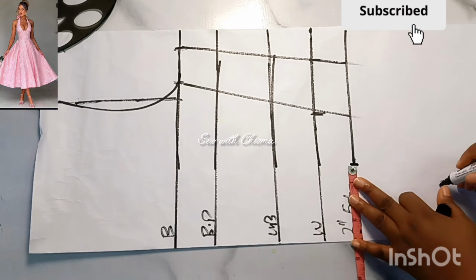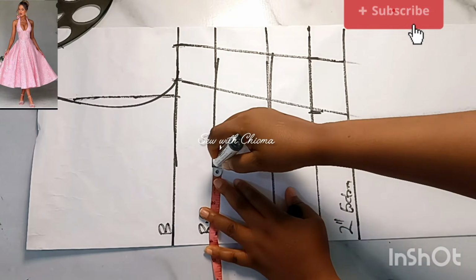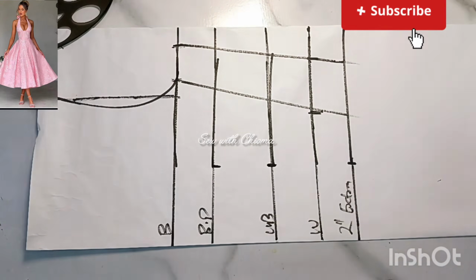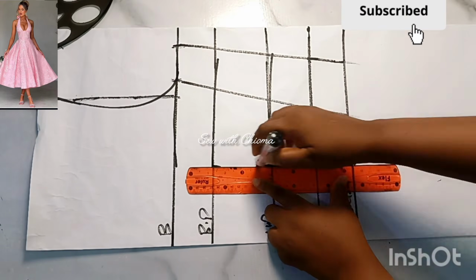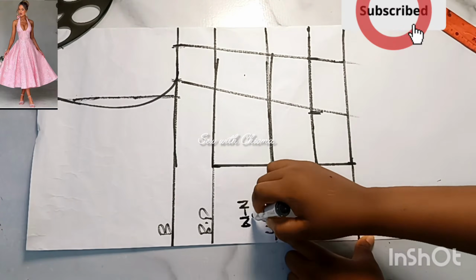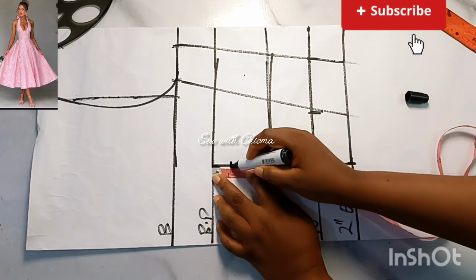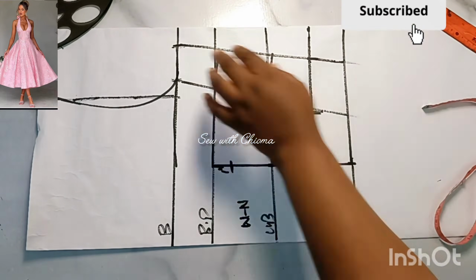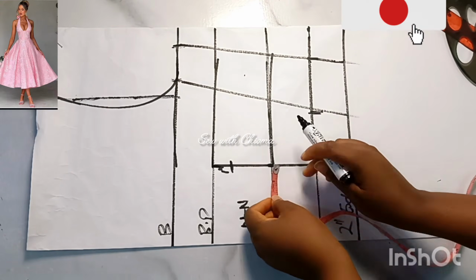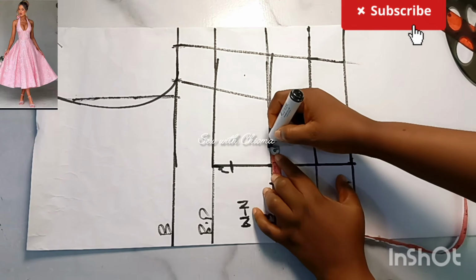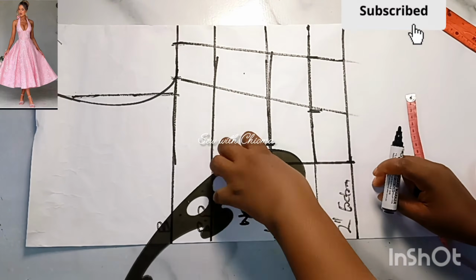Now I've marked it. The next thing is my nipple to nipple. 8 divided by 2 gives me 4, so that is what I marked. My nipple to nipple divided by 2, that is what I marked. Remember, this fabric is folded into 2. Now 1 inch down from the armhole, then by the under bust, you mark 1 inch.